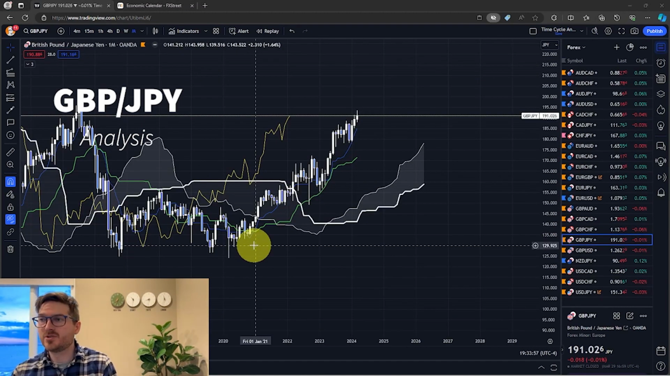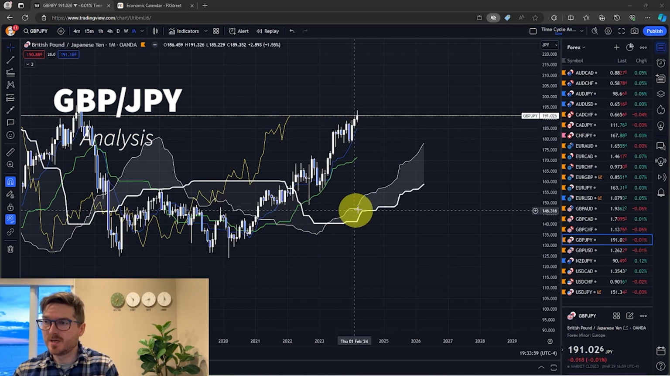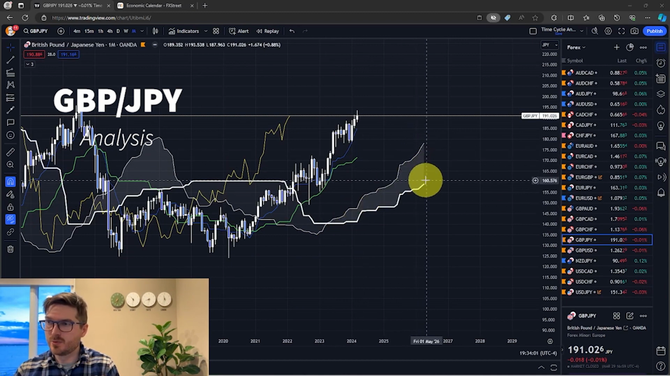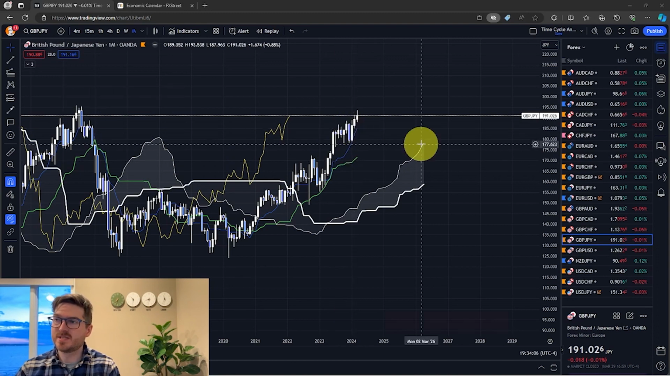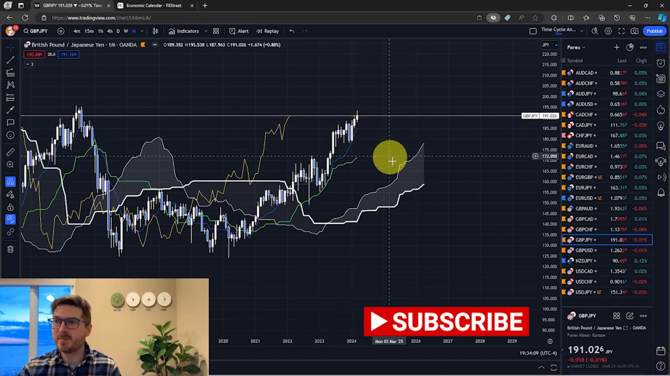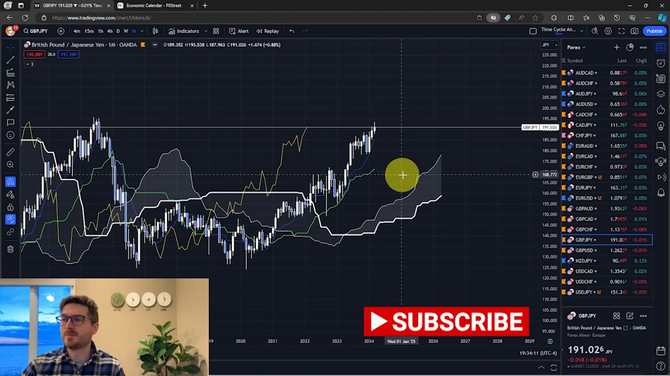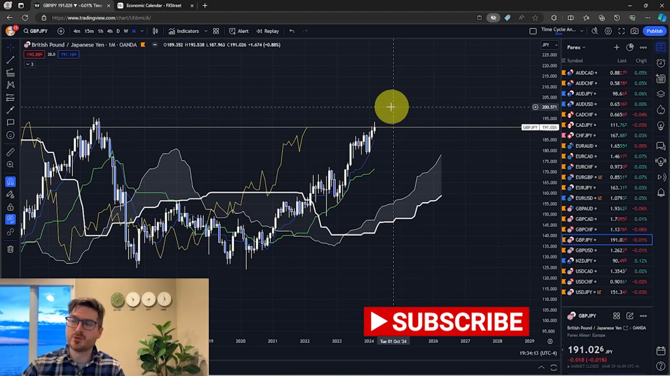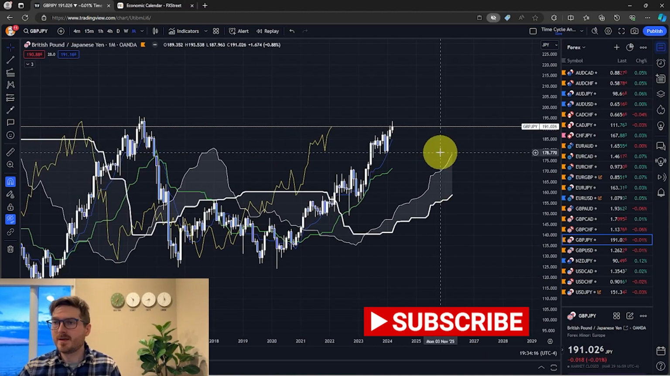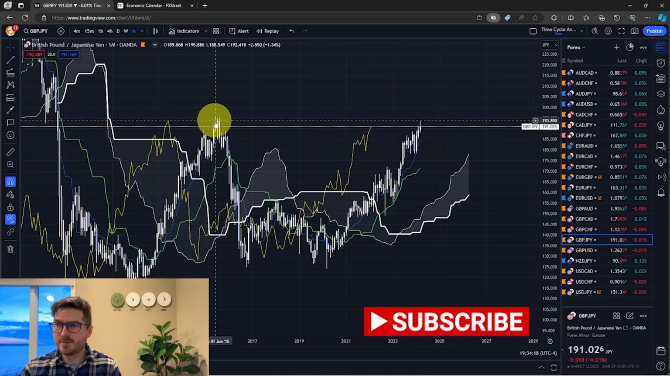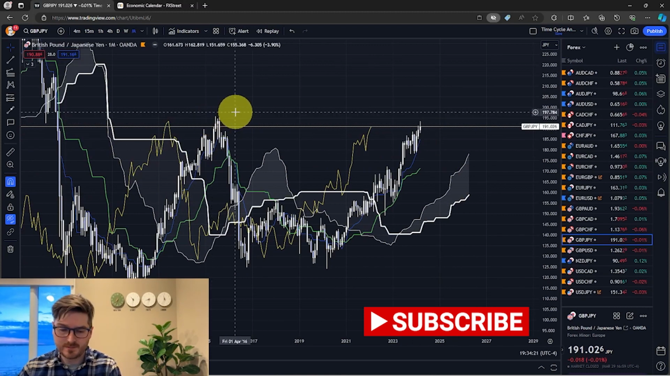Okay, British Pound Japanese Yen on the monthly. Overall, guys, this is a very nice bullish trend. Price is above the Tenkan-sen, and Tenkan-sen, Kijun-sen, Senkou Span A and B are all pointing up, and the Chikou Span is above the candles. So we have a nice Ichimoku bull trend here on this chart. However, one thing to note is that we are coming into this previous resistance level here.